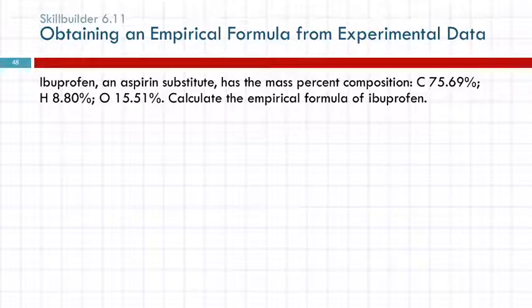What's easiest is to say, if I had a 100-gram sample, how many grams of carbon would I have? 75.69 grams. The percent composition is valid for any amount. That's the beauty of a percent, right? It's always true. So we can choose an amount that makes things easier for us. If we choose 100 grams, all we have to do is change the percent sign to gram. So that's what we do.